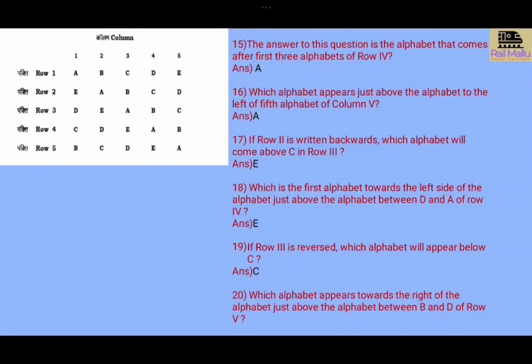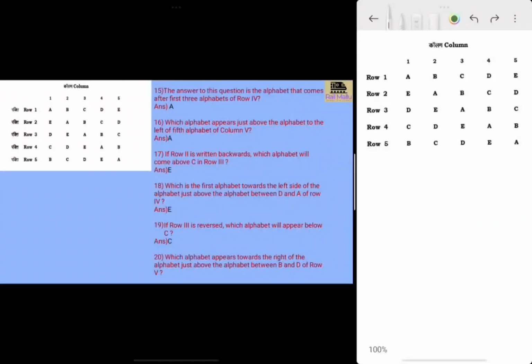Moving to next question, the last one. Which alphabet appears towards the right of the alphabet, just above the alphabet between B and D of row 5? First of all, we have to find the alphabet which is available between B and D of row 5, which means C. And then we have to find the alphabet which is above C, which means D. Then we are going towards the answer, which means the alphabet that is available to the right of D, which is E. So E is the answer, right?